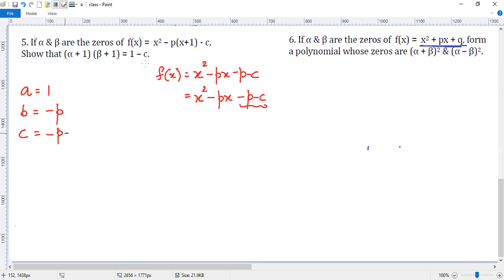See, since there is a c given here as well, I'll take this as capital C, this as capital B, and this as capital A, so that the difference is clear. Okay? So what is alpha plus beta? Minus b by a. What is minus b by a? Minus p divided by 1, which is minus p. Next, what will alpha into beta be? It is capital C divided by a. What is capital C? It is minus p minus c divided by 1. So minus p minus c. Right?